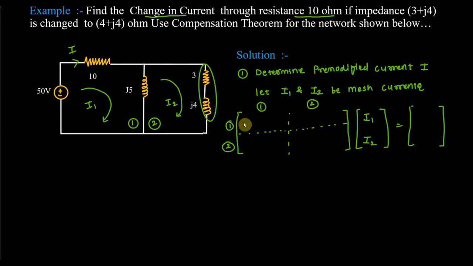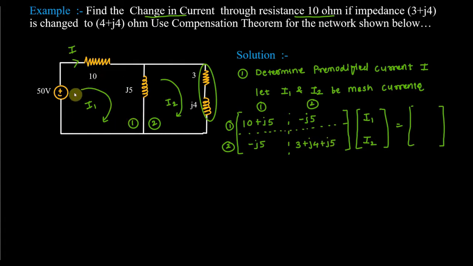This is the sum of the elements present in the first mesh. There is 10 and J5, so it is 10 plus J5. This is Z12, the element present between the first and second mesh. There is an inductor whose value is J5. As it is a non-diagonal element, it is minus, so minus J5, and here minus J5. And the last one is the sum of the elements present in mesh 2. So it is 3 plus J4 and J5.